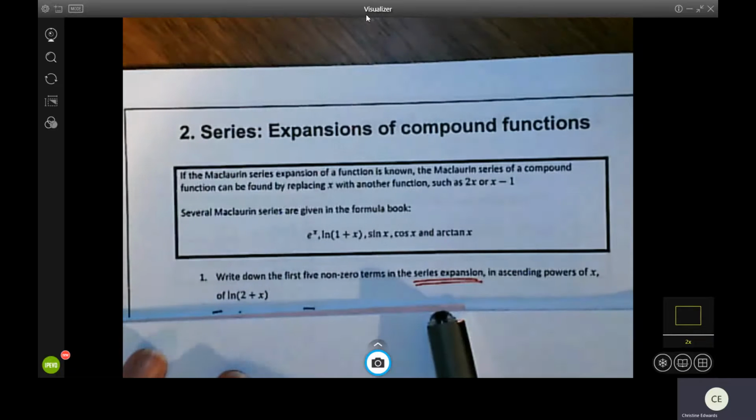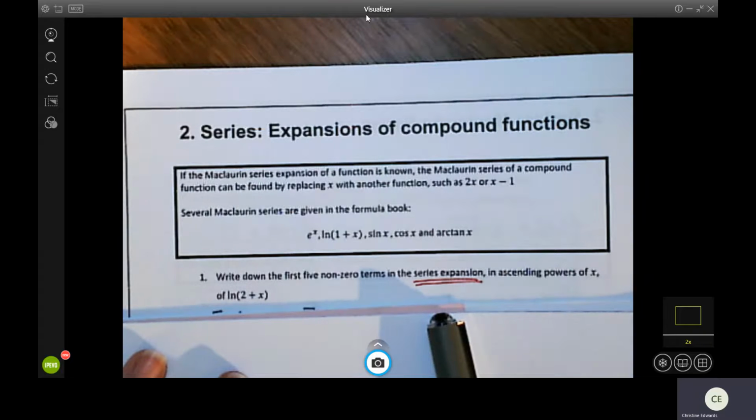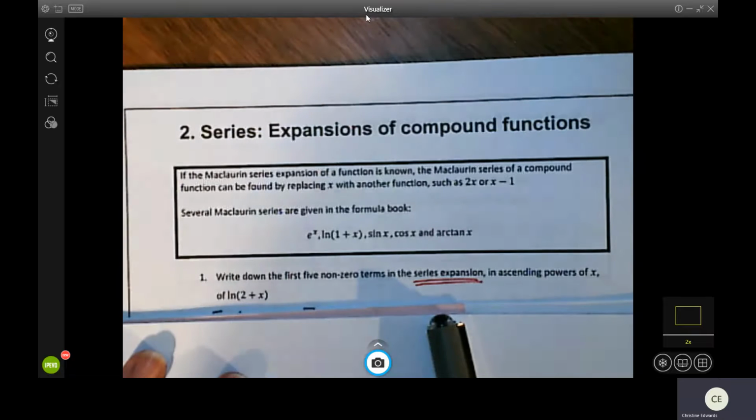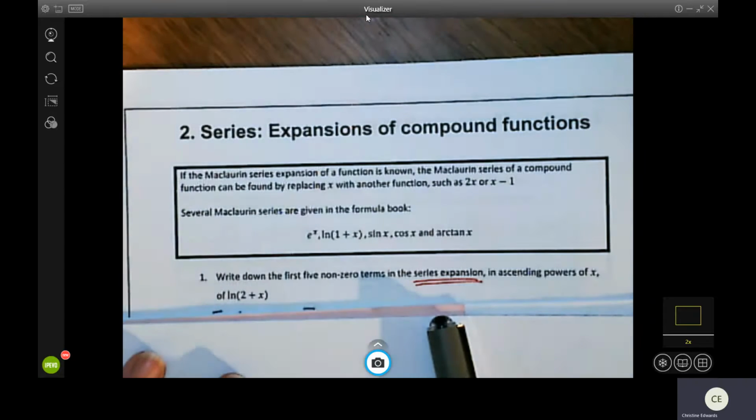Now, you'll see that I've underlined the word series expansion. It's really important that you notice the difference. When we were doing Maclaurin's, the question said using Maclaurin's expansion. For these questions, it will say using series expansions. It is critical that you do the right thing, because if you do Maclaurin's for a question that says series expansions, you will get 0 marks. And if you use series expansion when it asks for Maclaurin's, you'll get 0 marks.